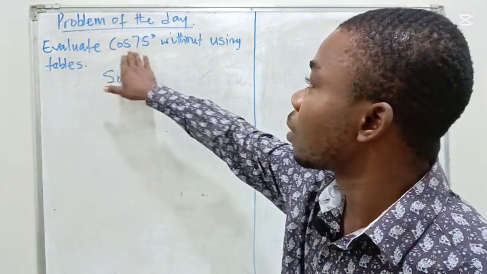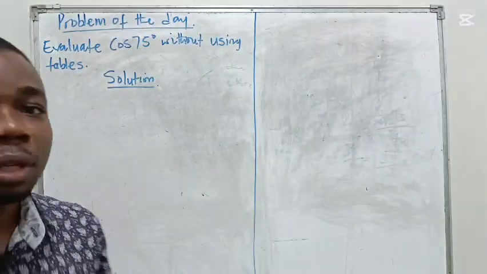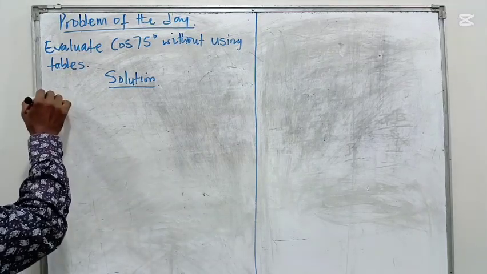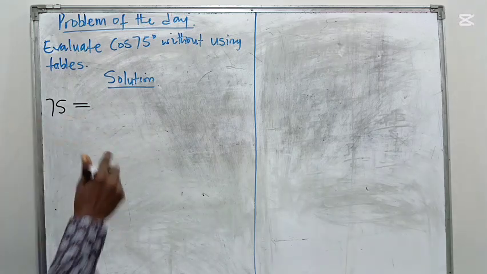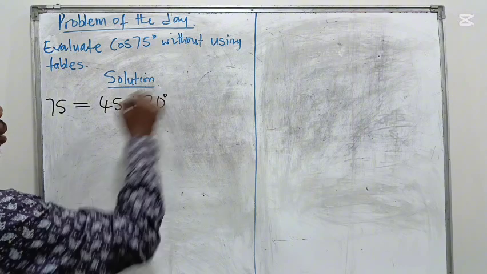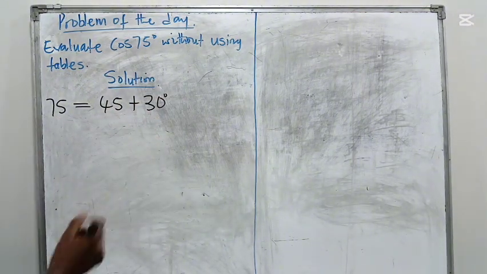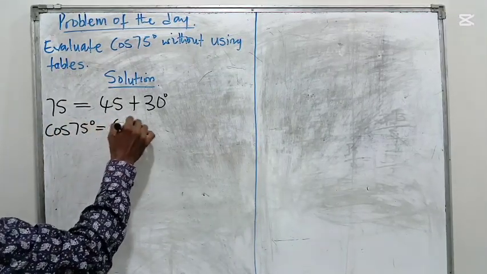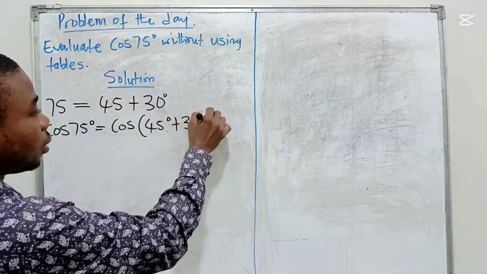We have to evaluate cos 75 degrees without using tables. This is pretty simple, and this is how we can go about it. Note we can write 75 as a sum of two special angles, which is 45 plus 30. So 75 can be written as 45 plus 30. That means cos 75 degrees is equal to cos of 45 degrees plus 30 degrees.